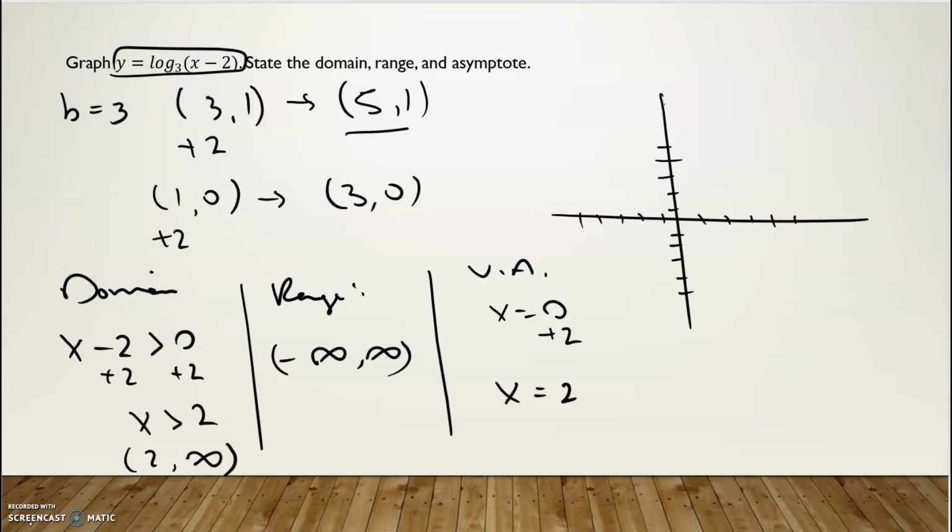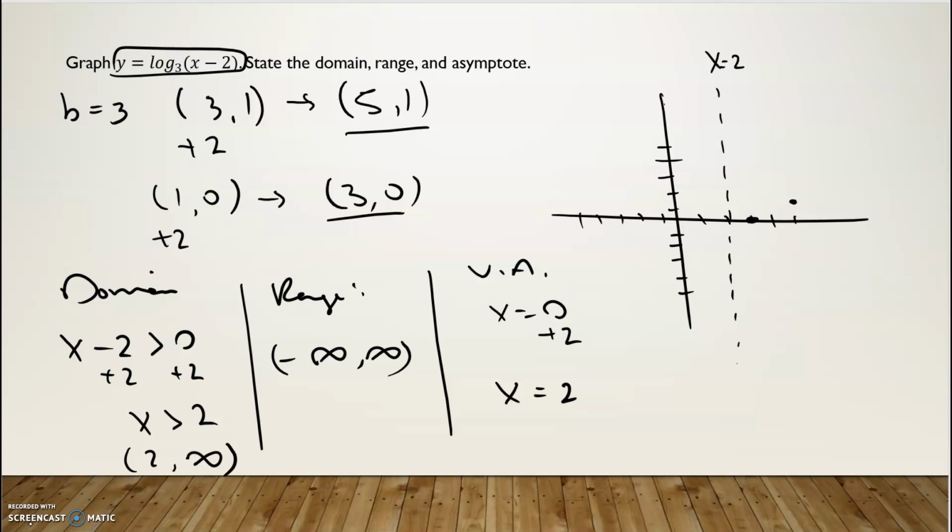I'm going to go ahead and plot my 2 key points. So 5, 1, so about there, and then 3, 0 here. Okay, so we have a domain that goes from 2 to infinity. The range goes from negative infinity to infinity, and we have an asymptote at x equals 2. So right here, there's x equals 2.